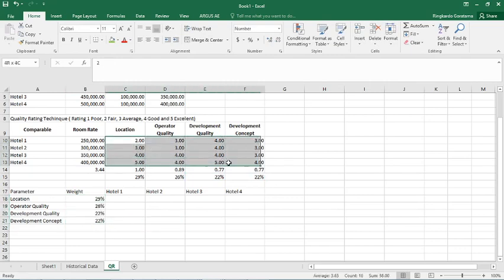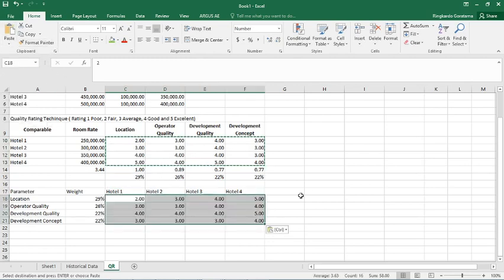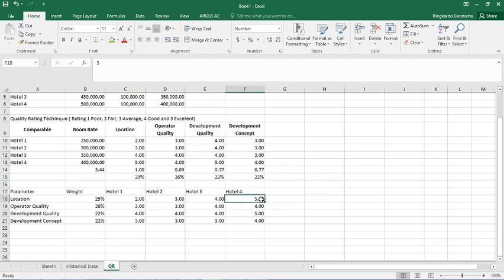For the scoring, we just copy it and put it like this. So for checking, hotel 4, the location is 5, and the development concept is 4. Right? So we know this one is the Jakarta Hotel. And based on our opinion, let's say the score is good for all of the parameters. Okay.